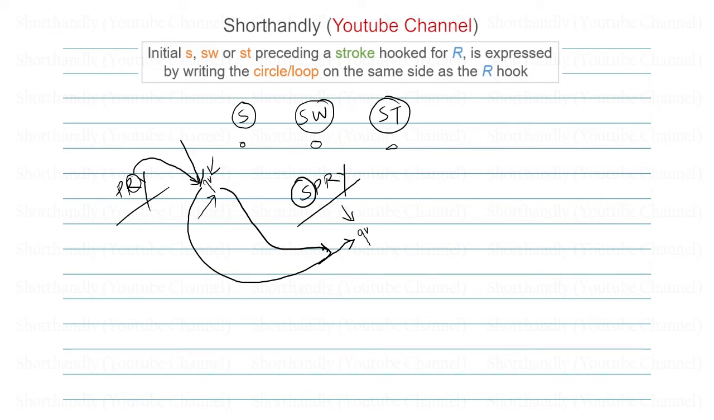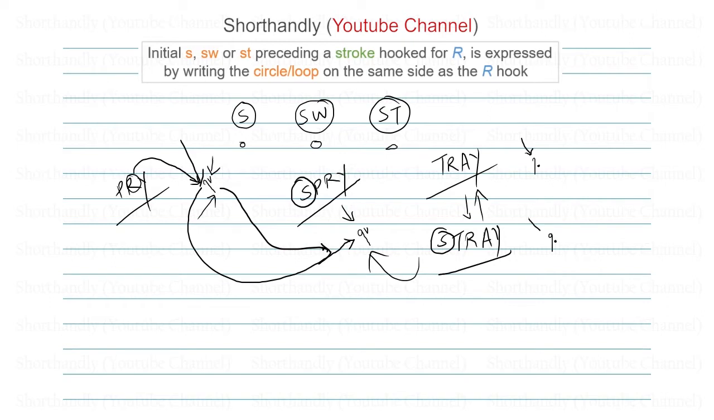Let's take another example, a word called tray. Tray will be made like this. But what if we have another word called stray? Both of these words are almost similar, but now we have this additional S. So we'll do the same thing as we did here. We'll simply convert this hook into a circle. So this stray word will be written like this. Here we get the sound of S, and at the same time we also get the sound of R. So that's how we do it.